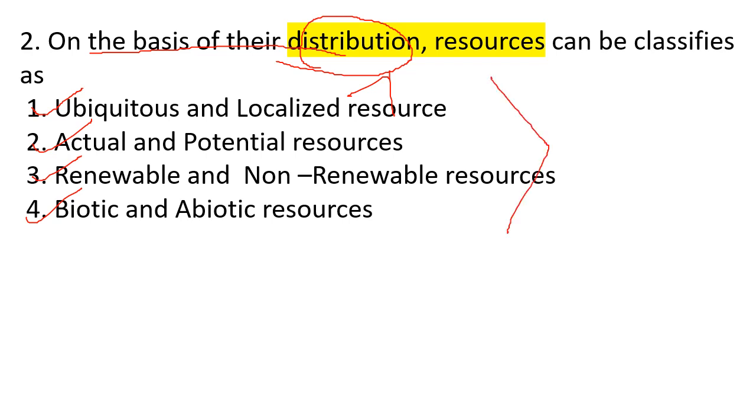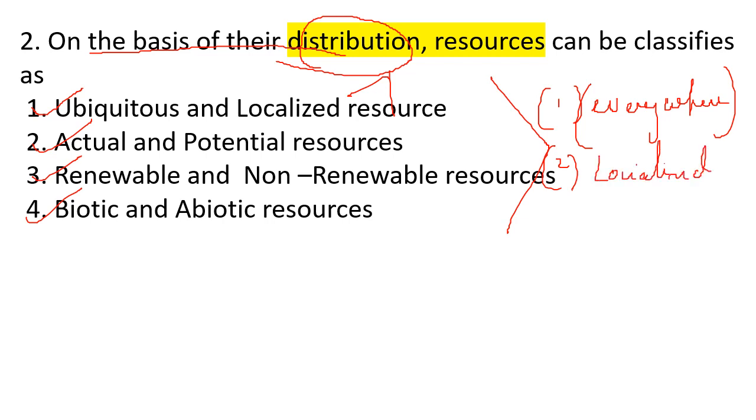So we can say one is the resource which we find everywhere, and another is the localized resource, which we find in a particular area. So this will be the right answer. One where we find everywhere, and one is the localized where we find in particular areas. So what will be the right answer among the following? The right answer will be ubiquitous and localized resource.